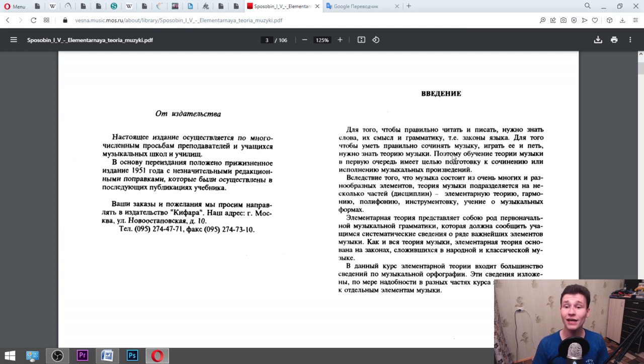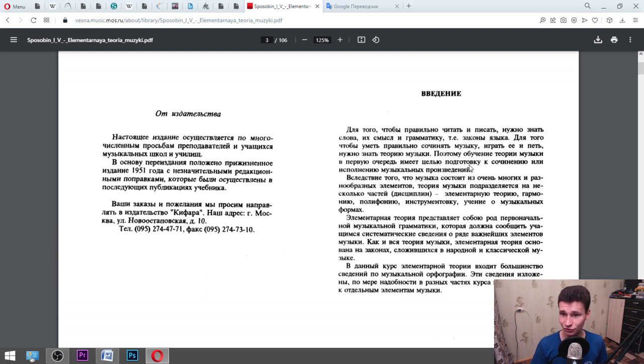Let's translate it. That's why the learning of theory of music in the first place has the purpose of preparation for the creation or performance of musical works. Let's translate it again, it will be maybe harder. Поэтому, it means that, обучение теории музыки, learning of music theory, в первую очередь, in the first place, имеет целью подготовку к сочинению или исполнению музыкальных произведений.